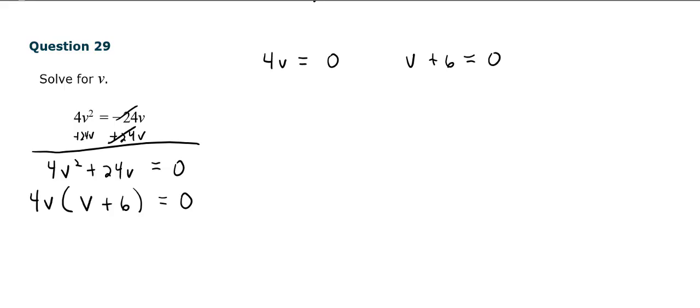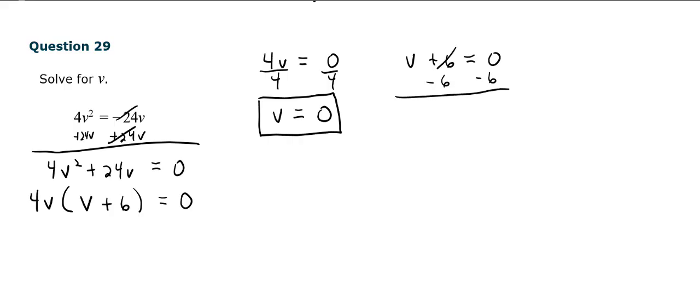and solve. So for the first one, since there's nothing to move, I divide both sides by 4, and 0 over anything but 0 equals 0. So one of my answers is 0. And for the second one, I'm isolating, so I need to move the 6 to the other side by taking its opposite. So my other answer is v equals -6.